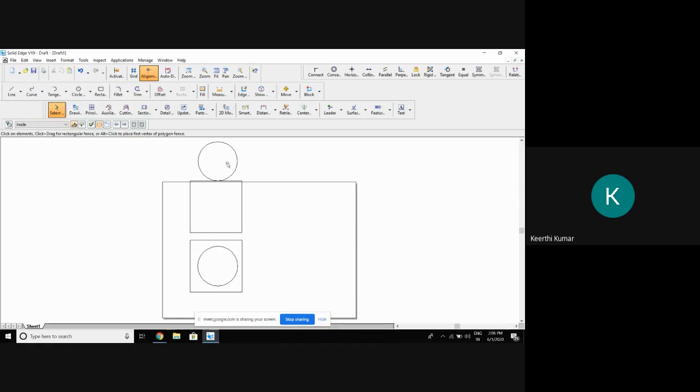This is called front view. These two combined are called front view. And these two combined are called top view. Correct? Understanding? Okay. So a minimum of two views are required in orthographic projections.